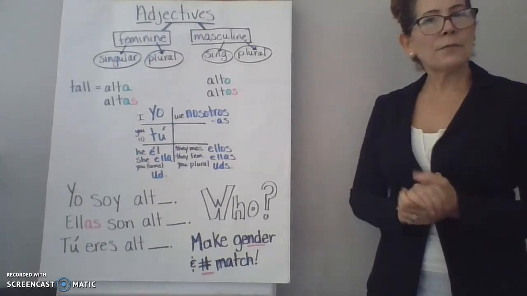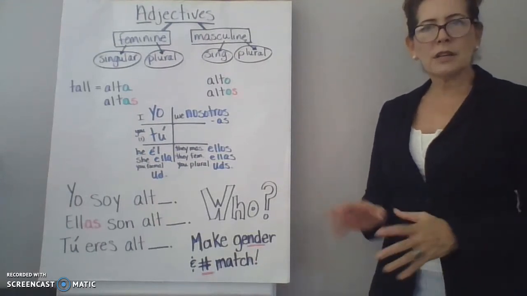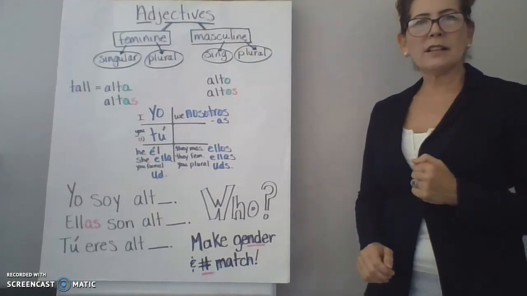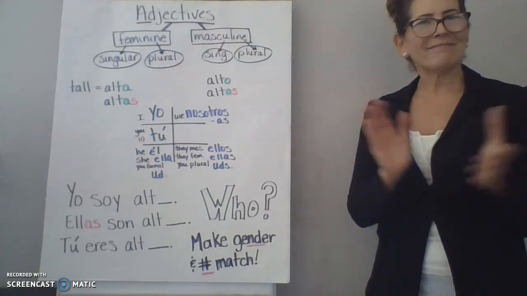Good? That's it for right now. In the next video, we'll explain the exceptions to this rule. A for feminine, O for masculine. Always add an S if it's more than one person. Listo.